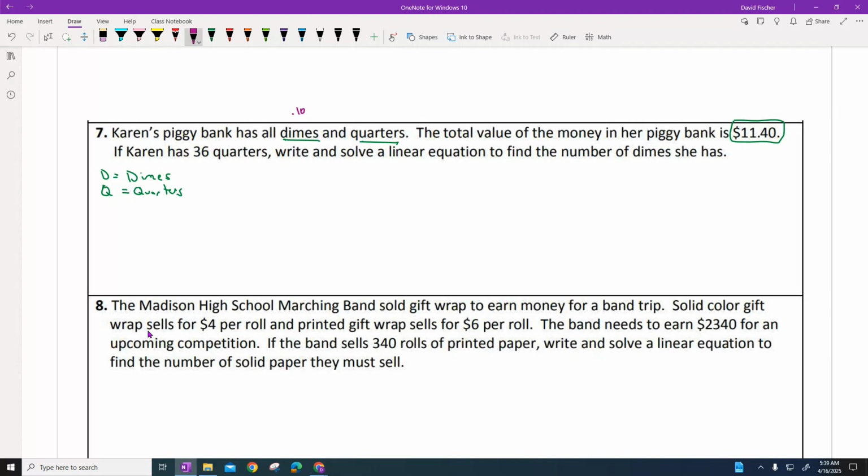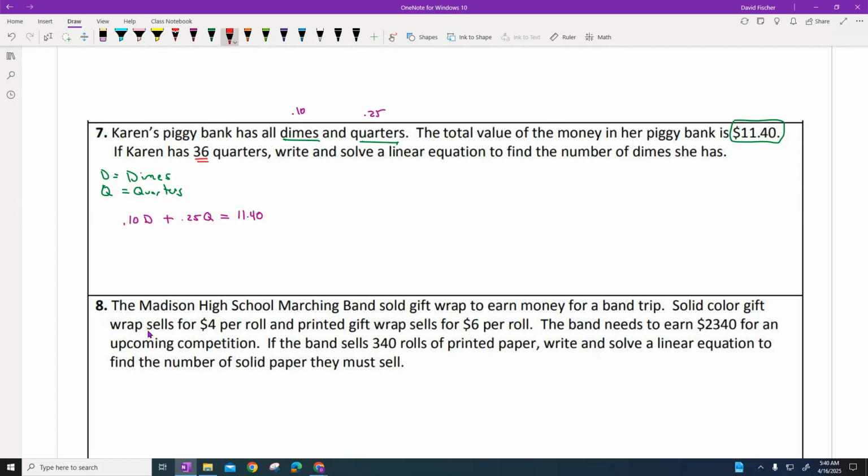So when I go write my standard equation, I want 0.10 D's, because those are my dimes, plus quarters I know are worth 25 cents. So that's going to be 0.25 Q's. And then I know she spent $11 or has $11.40 in her pocket. Okay, so there's my standard equation.